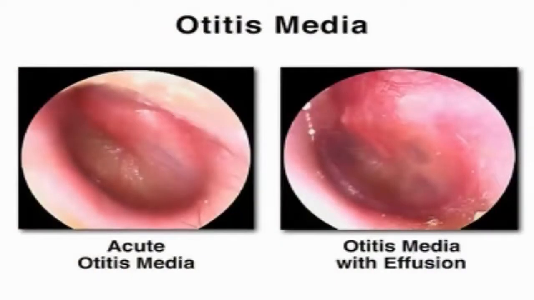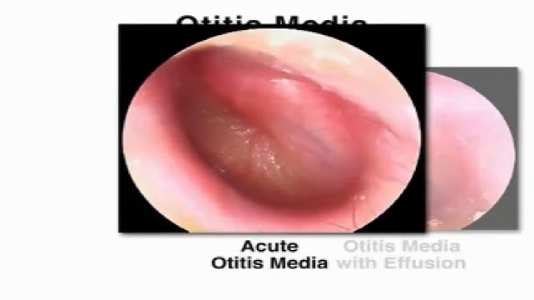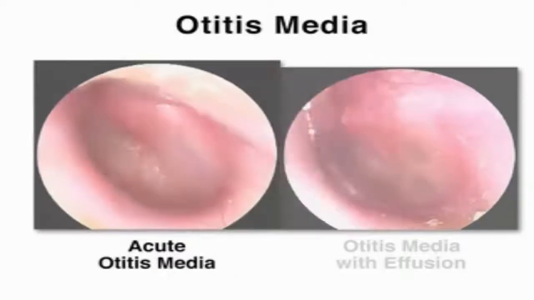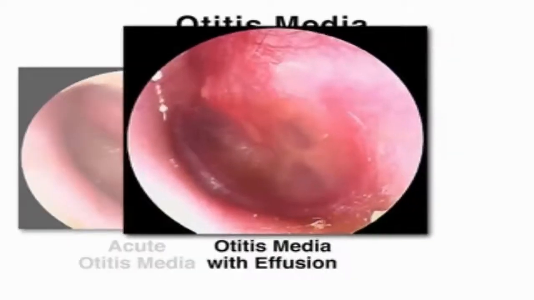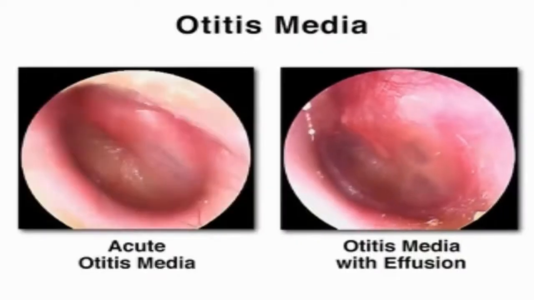Otitis media is a general term for middle ear inflammation and may be classified clinically as either acute otitis media or otitis media with effusion. In general, acute otitis media is diagnosed when the tympanic membrane is bulging, and otitis media with effusion is diagnosed when the tympanic membrane is neutral or retracted.